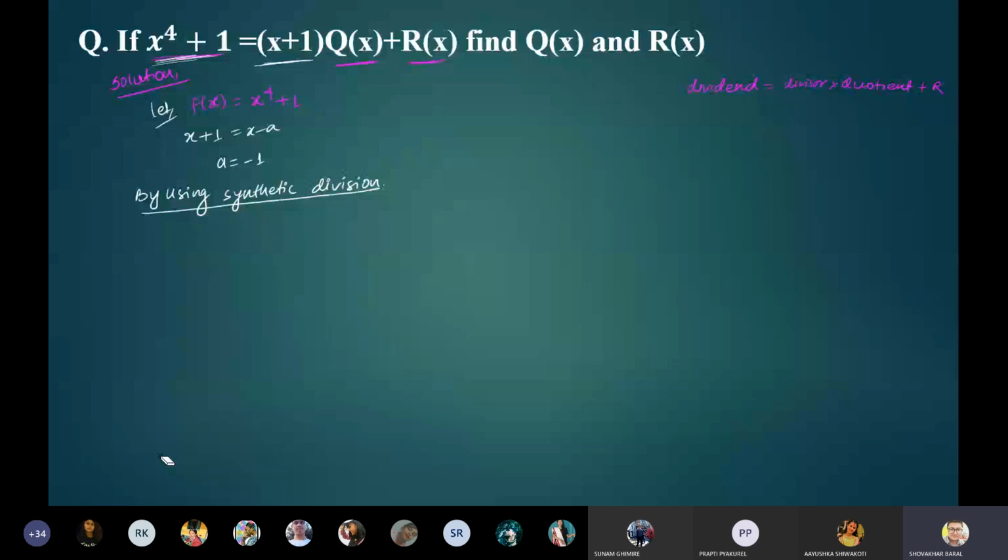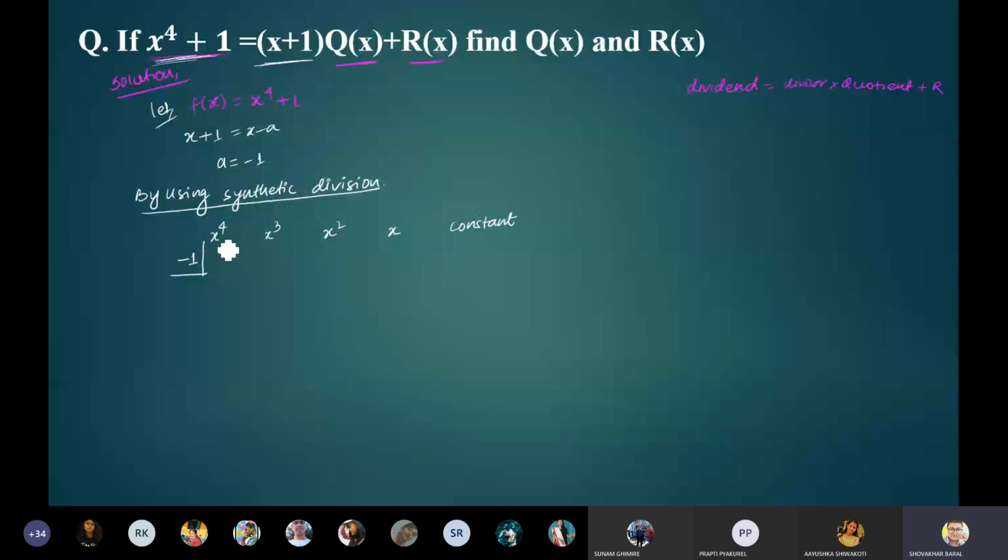Okay, minus 1 is here. Our highest power is 4, so x power 4. Now write all the decreasing powers of x: x power 3, x square, x, and then the constant. Do you understand this or not? x power 4, x cube, x square, x, and constant. You need to write all the decreasing powers of x.